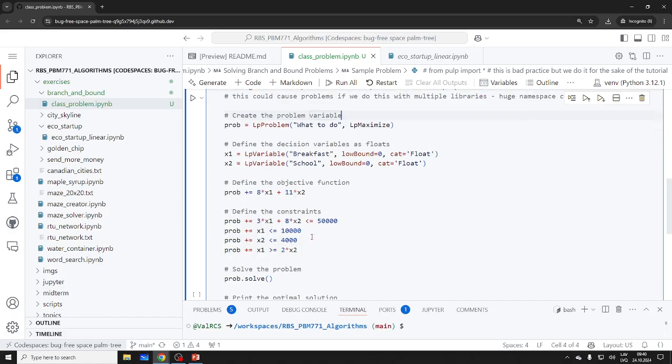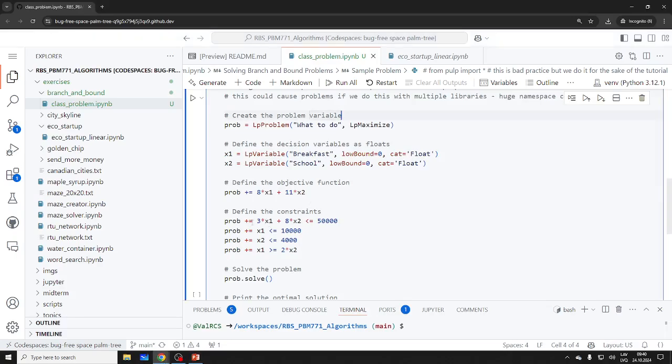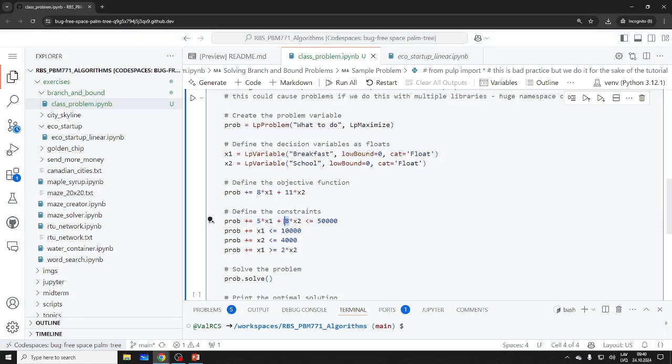Objective function is, and we only have one constraint, right? This one here, 5x1 + 7x2, and it's less than what, 14? Which is silly, of course, so we don't need any of this. Ah, no, sorry, x1 has to be less than 1, and x2 has to be less than 1 as well. Yeah, those are constraints as well.